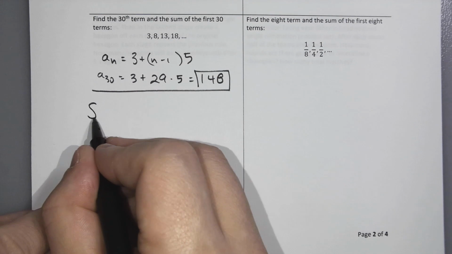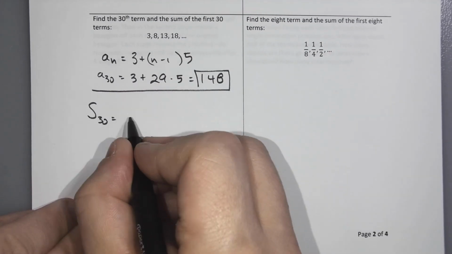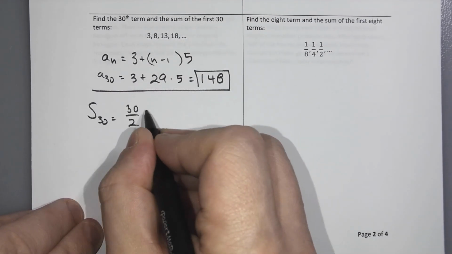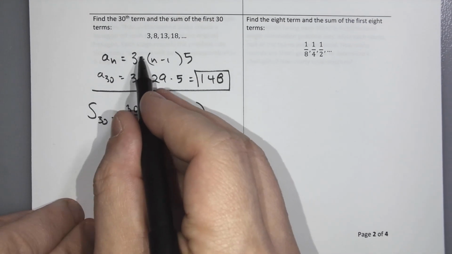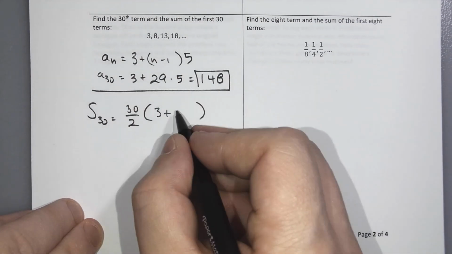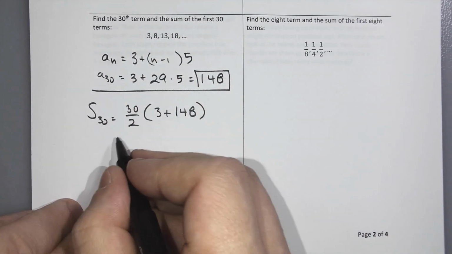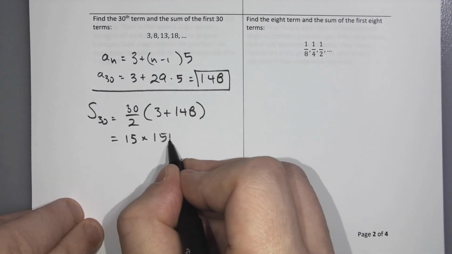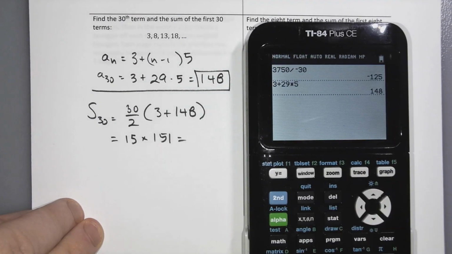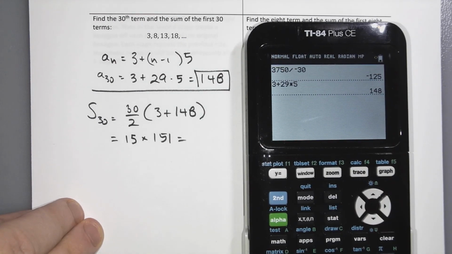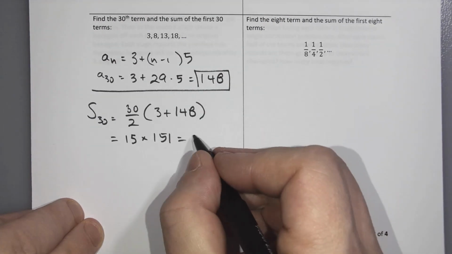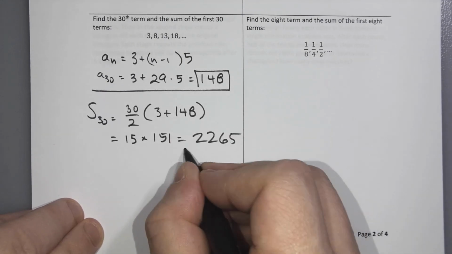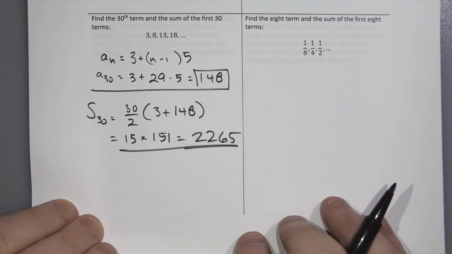To find the sum of the first 30 terms, we would take n over 2 times the first term, which is 3, plus the 30th term, which is 148. So we need 15 times 151, and 15 times 151 is 2265. So that appears to be the final answer there.